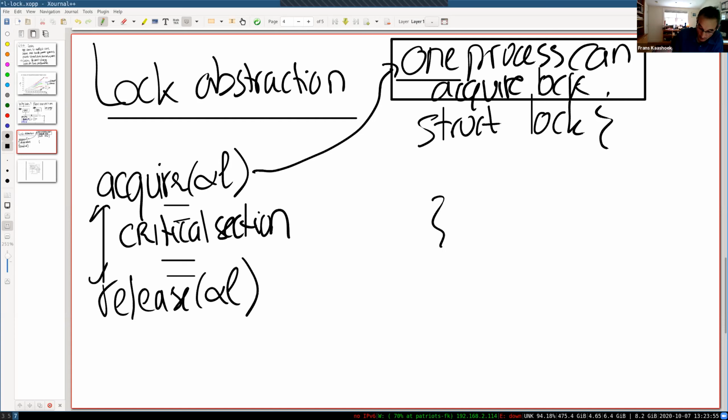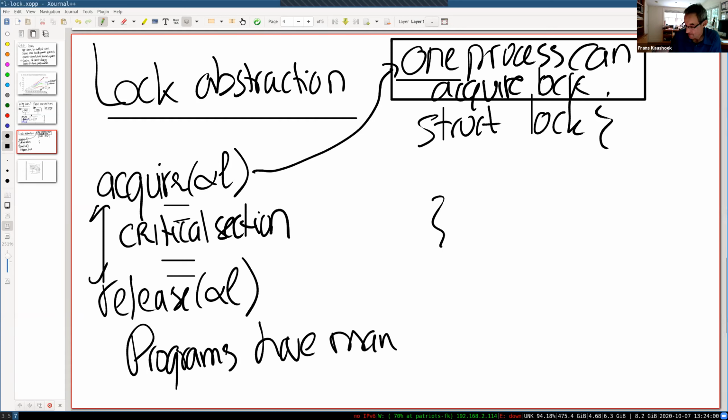Now, programs typically have many locks. In fact, xv6 has many locks. The reason to have many locks is because a lock serializes the execution. If two processes want to enter this critical section, only one succeeds, and the other one runs that critical section after the first one finishes. So there's no parallelism at all.